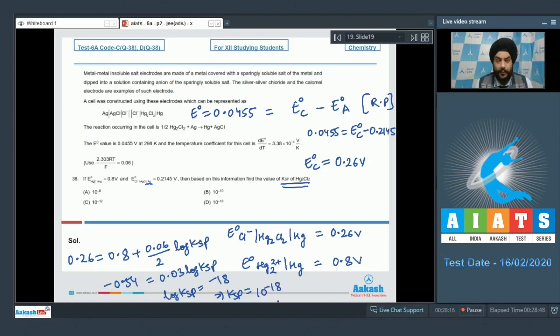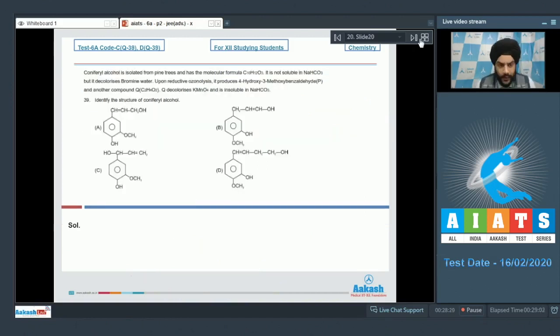So students, we can clearly see that for question number 38, we have to mark the correct answer as option D. Let us look at the paragraph given for question number 39 and 40. Coniferyl alcohol is isolated from pine trees and has the molecular formula C10H12O3. So we can quickly find out the DU for this compound, students. We can see that the degree of unsaturation or DU is equal to 5 in this case.